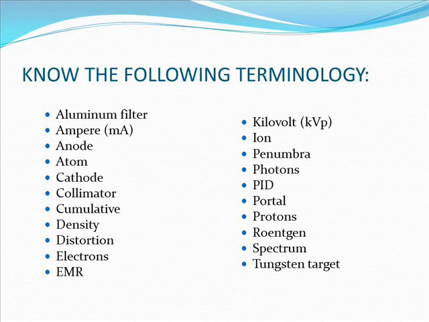The collimator is the lead washer that restricts the size of the primary beam to 2.75 inches at the end of the cone. Cumulative means, we didn't talk about that. Cumulative means that radiation adds up onto itself.